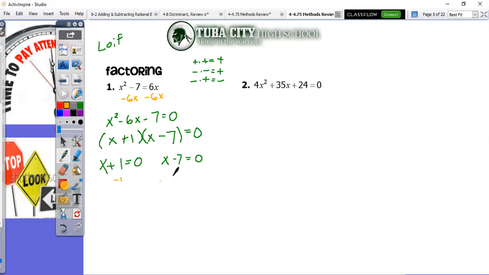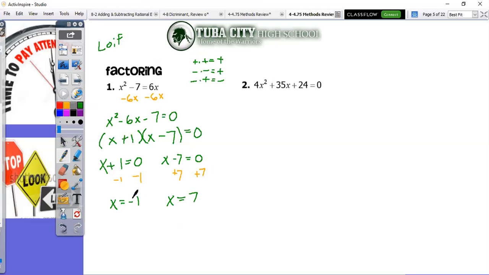In this case, I got plus 1, and I'm going to subtract 1 from both sides. X equals negative 1. So I got one of my solutions. And for this side, we're going to use our inverse property again. If it says minus 7, we're going to add 7 to both sides. So by adding 7 to both sides, I find that x is equal to 7.